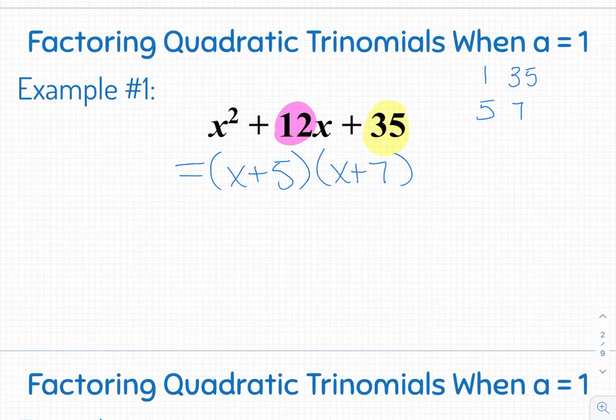Or you could do the opposite. You could write x plus 7, x plus 5. Either way, those are the two factors, the two pieces that you need in order to make x squared plus 12x plus 35.